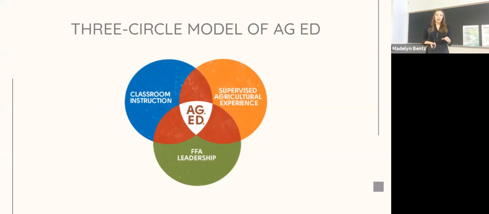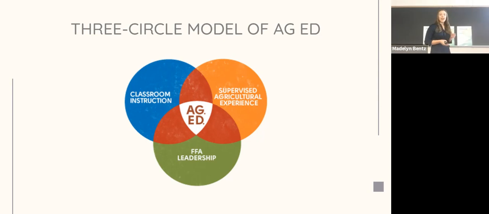For those that aren't aware, Ag Ed is a 3-circle model. This means that in order to be an Ag Ed program and to have effective agriculture education, you need to have 3 different things: classroom instruction, supervised agricultural experience, and finally, FFA leadership.